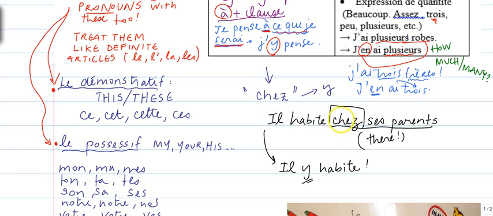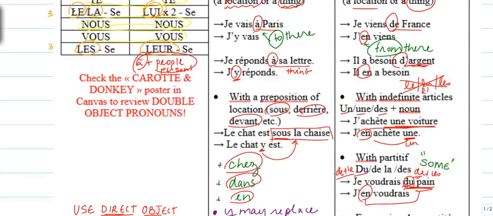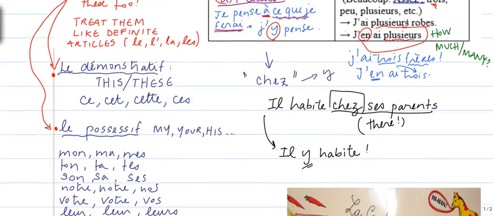Okay, so that was y. Going back to y quickly, if he lives at his parents' house, chez ses parents, that's y, of course. Chez ses parents, il y habite. Okay, so I hope this makes sense.